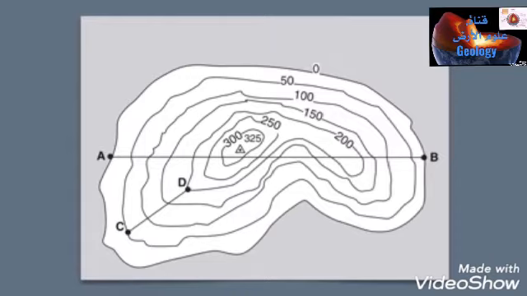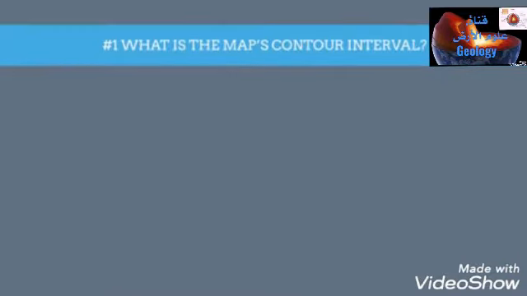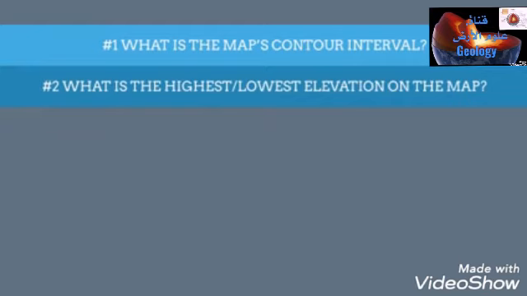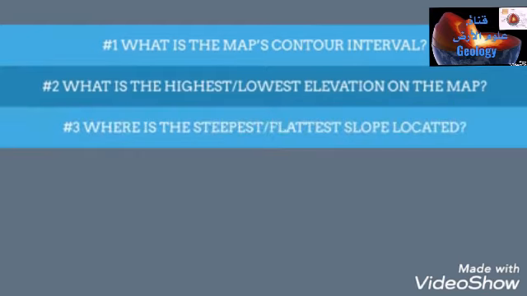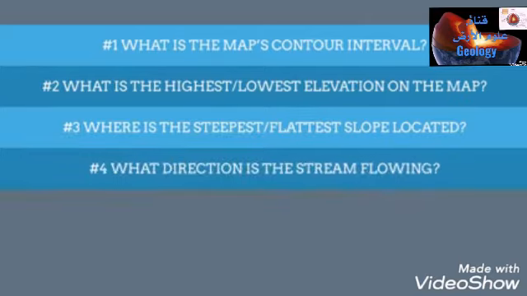So today we're going to talk about some of the skills you need to have in analyzing a topographic map. And it really boils down to 6 basic questions that need to be answered. First, what is the map's contour interval? Second, what is the highest or lowest elevation shown on the map? Third, where is the steepest and flattest part of the map?